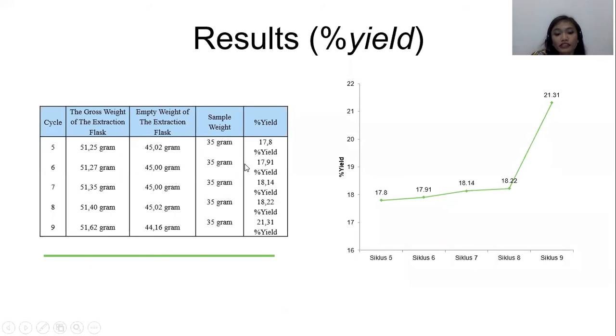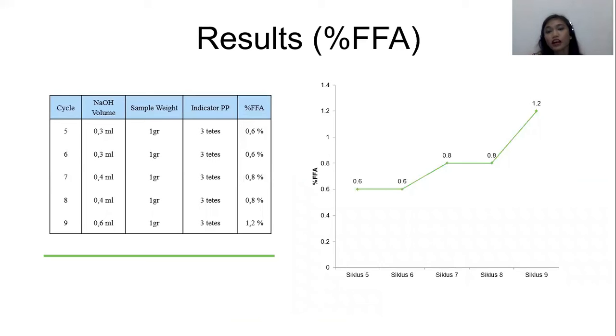Results and discussion. This is the result of percentage yield of the 5 sample variants. This is the result of free fatty acids of the 5 samples.